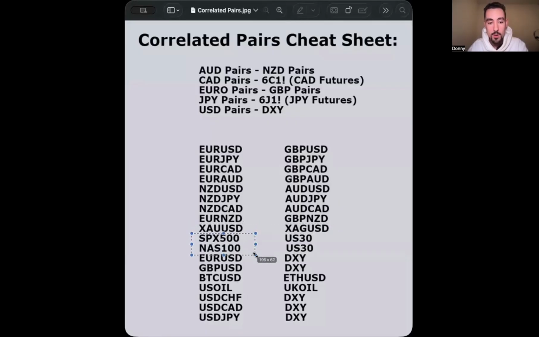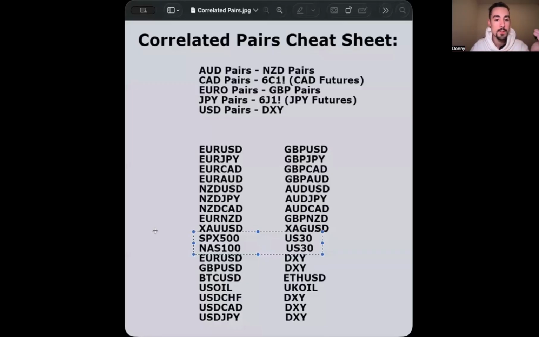Then you have the indices, and all three of these correlate with one another. You have US 30, which is the Dow Jones, also known as YM on futures. You have SPX 500, which is the S&P 500, also known as ES on futures. And then you have NAS 100, which is the NASDAQ, also known as NQ on futures. So all three of these actually correlate really well together, and you can again look for divergence across those three pairs.